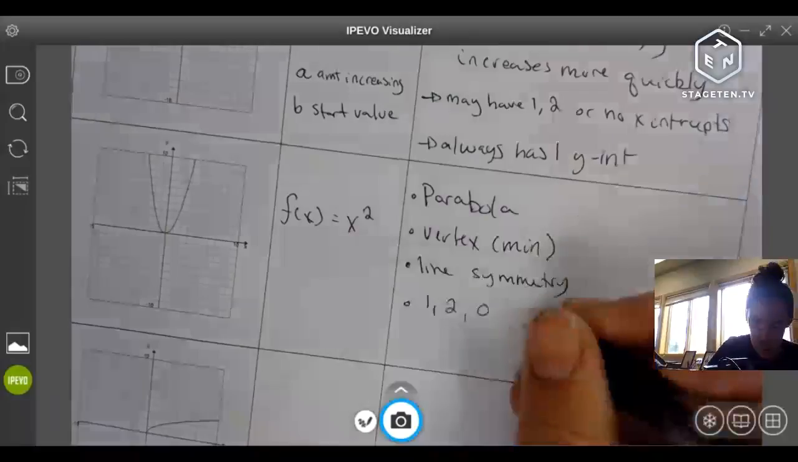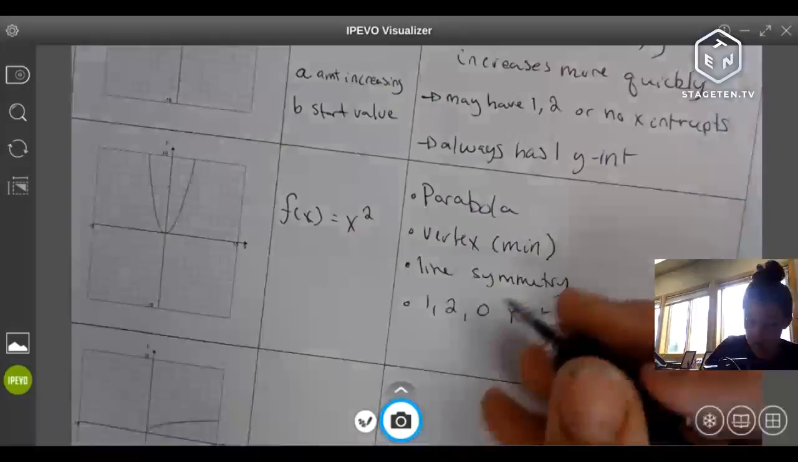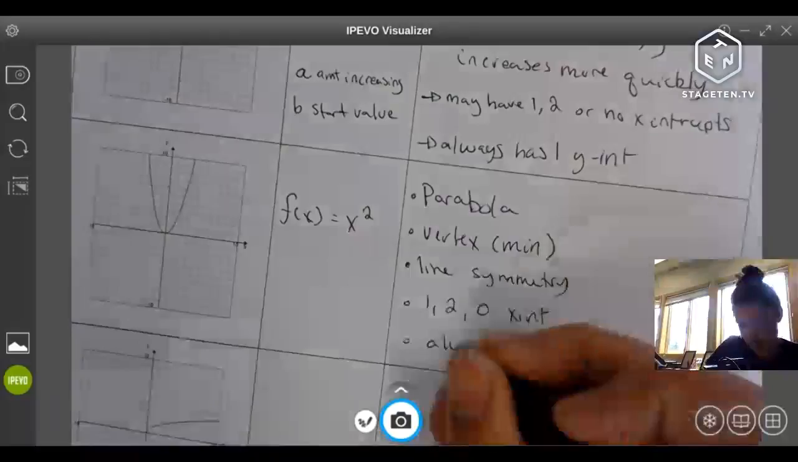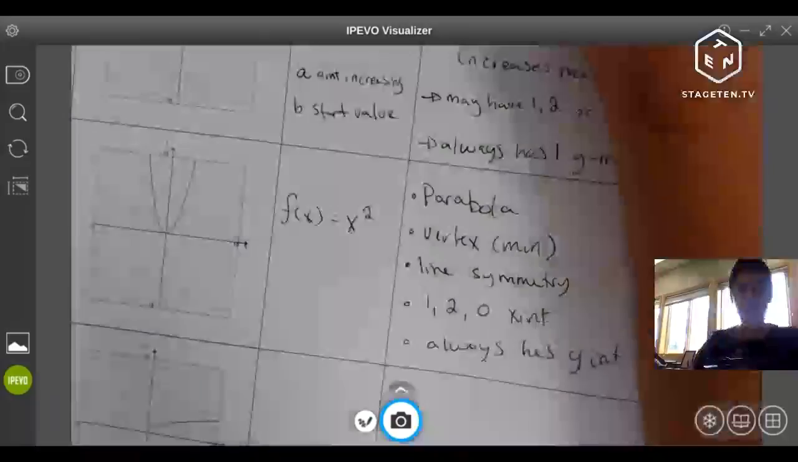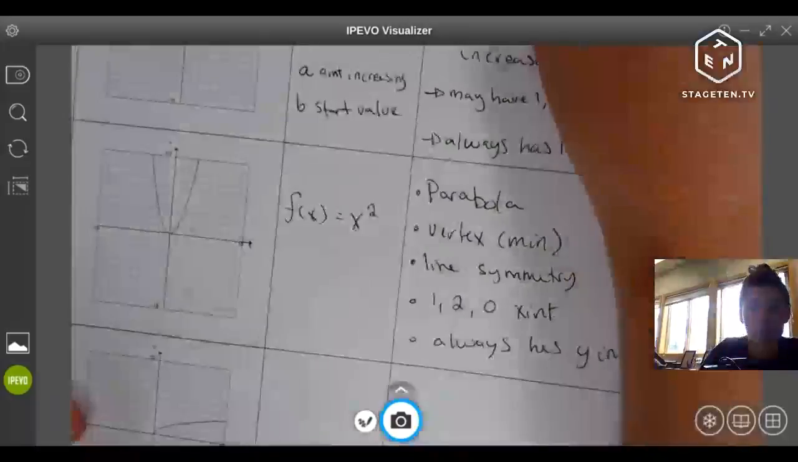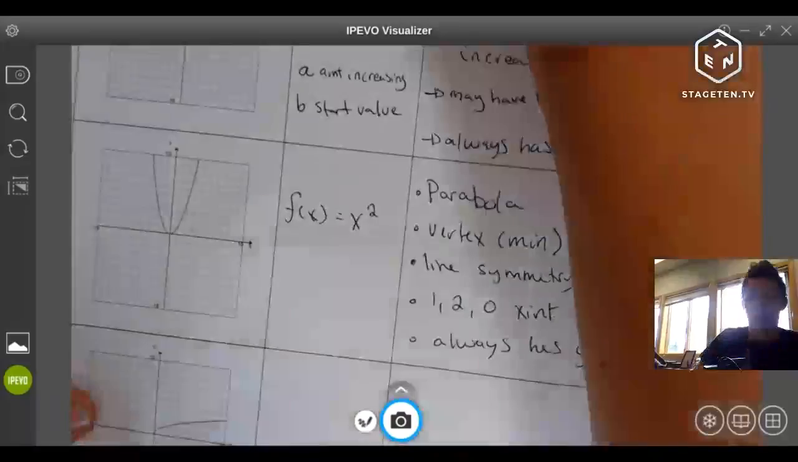It can have 1, 2, or no x-intercepts. We went over a lot of these, so you should be pretty comfortable with this. Intercept. Okay. So we're doing a lot with this. You should be fairly comfortable with them.